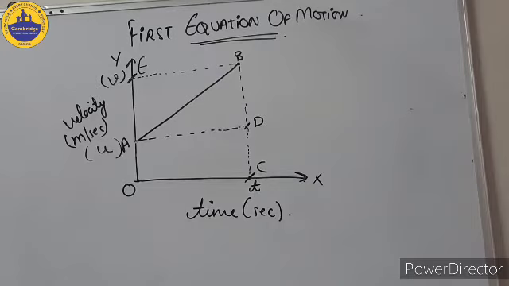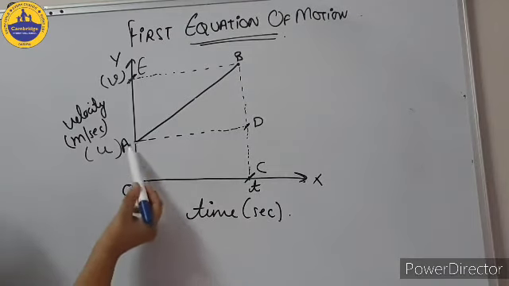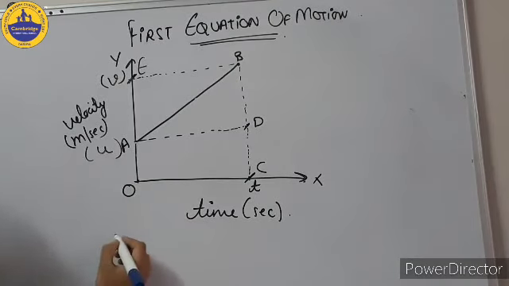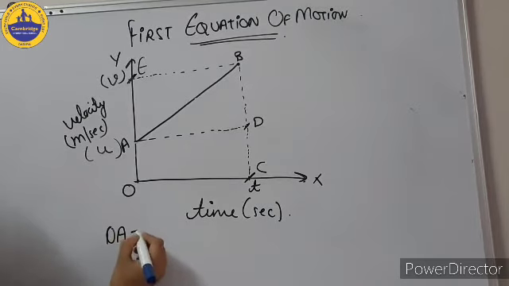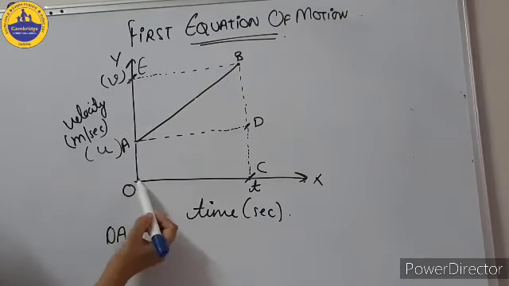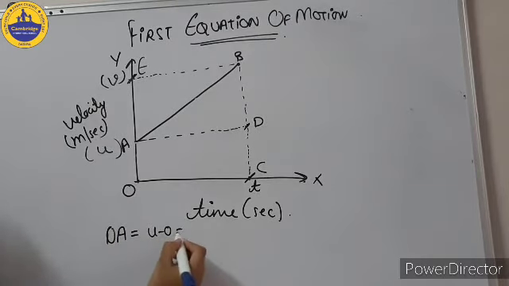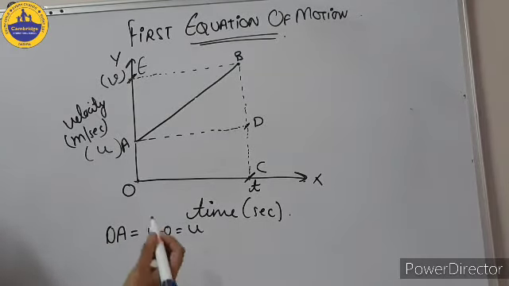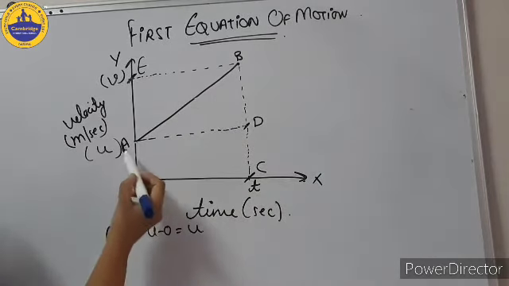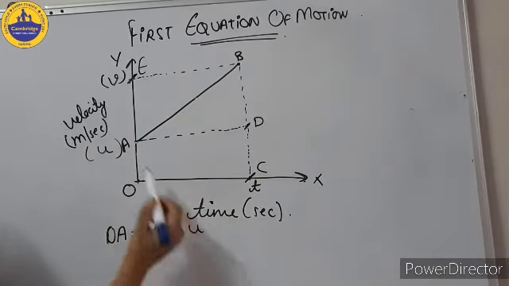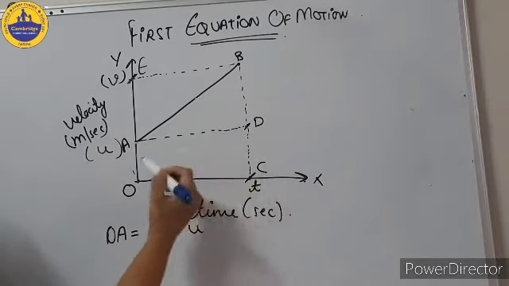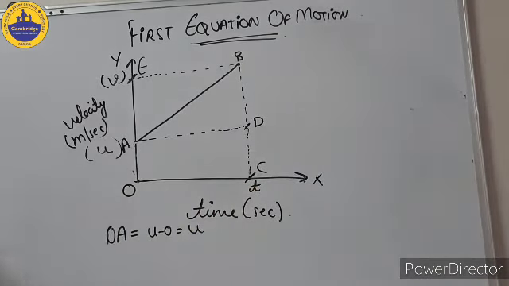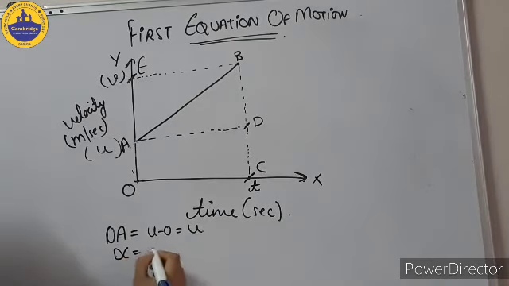We have to find out the value of acceleration. So before that, let's understand the values. If we want to find out the value of OA, this OA starts from 0 and goes till u. So it is u minus 0. So it's going to be u. Similarly, if I talk about BC, OA is u, OA and DC are equal because they are opposite sides of a rectangle. So it means DC is also going to be u.